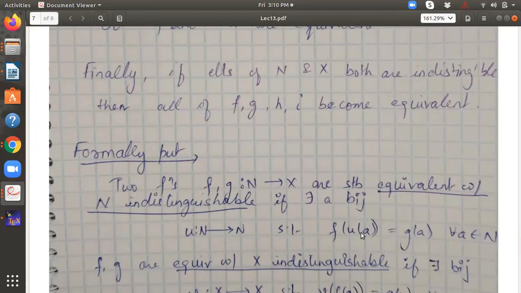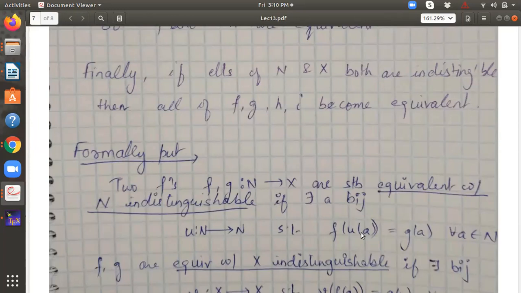So this just relabels what your f of a was, or what your g of a was. Correct? So when you are able to do such a bijection between these two elements, f and g, you say these two are equivalent.